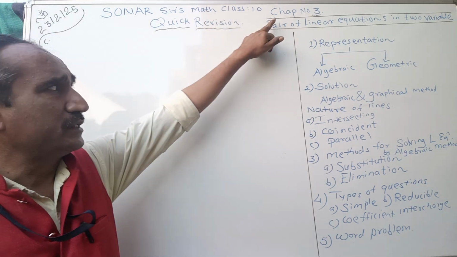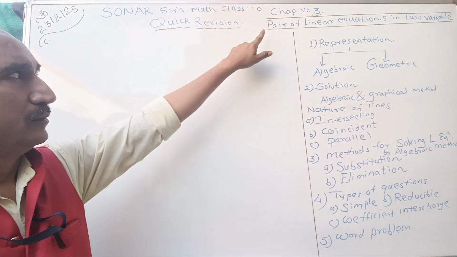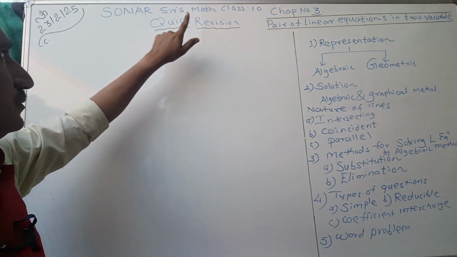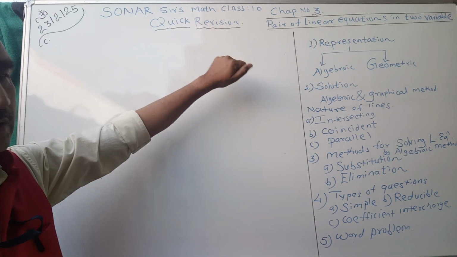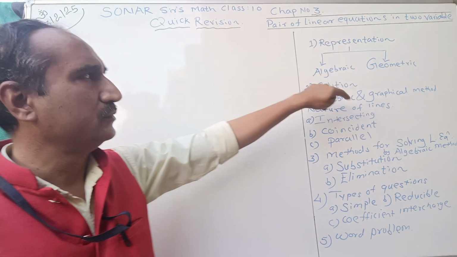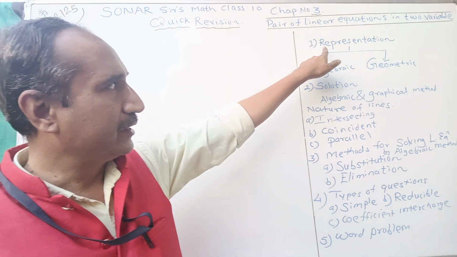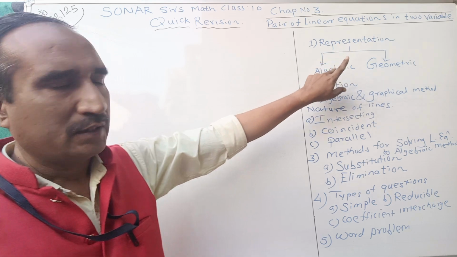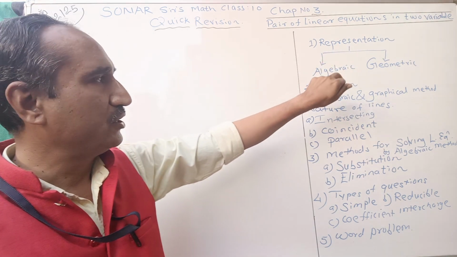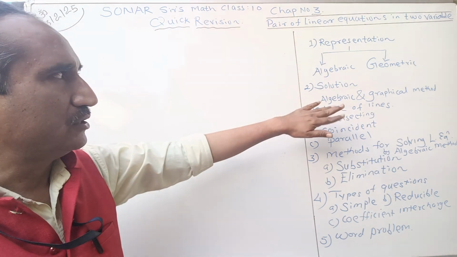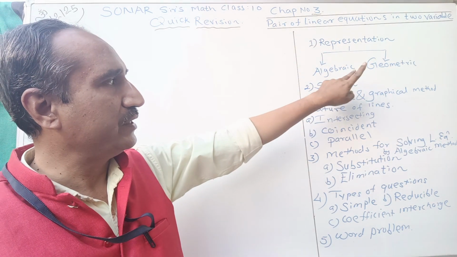we are going to cover chapter number 3, pair of linear equations in two variables. It is a quick revision, chapter number 3. In this chapter, we'll discuss representation. There are two types of representation: first, algebraic and geometric. Again, the solution of linear equation in two variables.